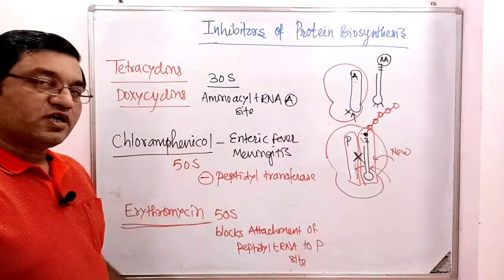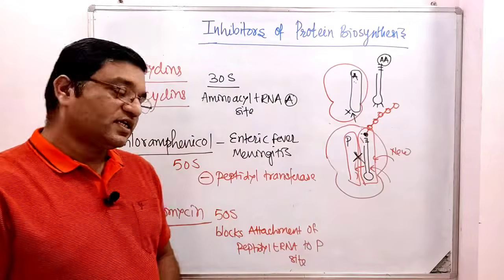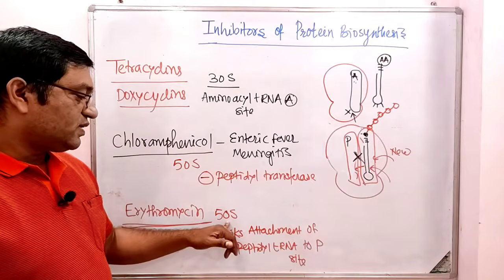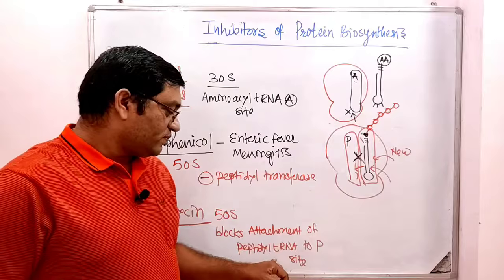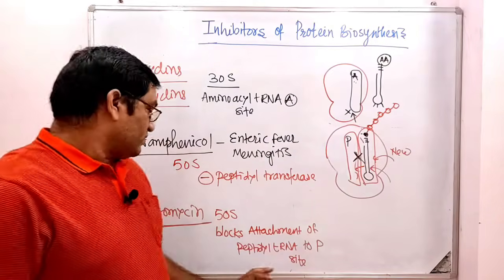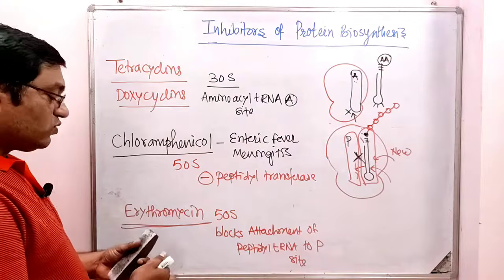It is mainly used for upper and lower respiratory tract infection. It belongs to the macrolide group, binds to the 50S ribosomal unit and blocks the attachment of peptidyl tRNA to the peptidyl site, the P site. Okay. The next one is the aminoglycosides.